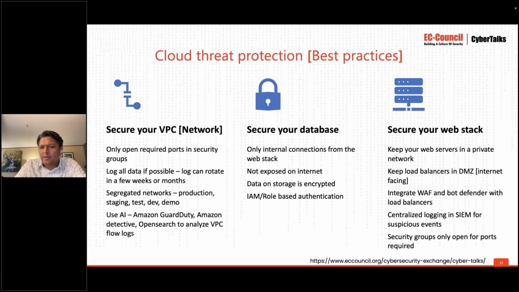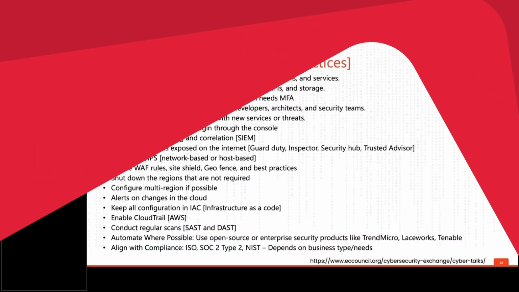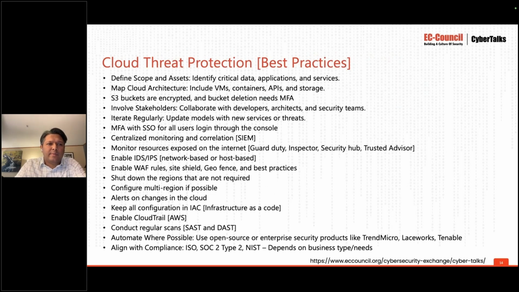And only open the ports which are required. Most web apps would need communication on 443. You can just use 443. If you're using AD, redirect AD to 443. Add SSL certificates. Test your ciphers on ssllabs.com. Just make sure your web application has no vulnerabilities there. And these are some of the cloud threat protection best practices.